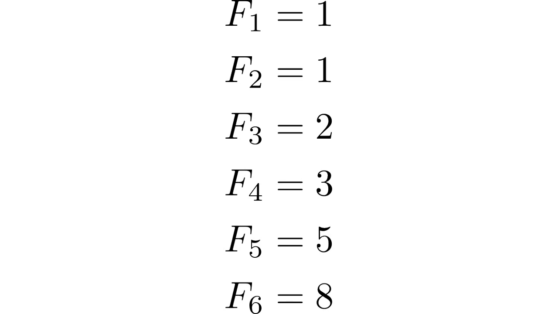The Fibonacci sequence is defined as starting with 1 followed by 1. Then every other term is the sum of the previous two terms, so the next term becomes 1 plus 1, which equals 2. The term after that becomes 2 plus 1, which equals 3. Then 3 plus 2 equals 5, 5 plus 3 equals 8, and so on and so forth.